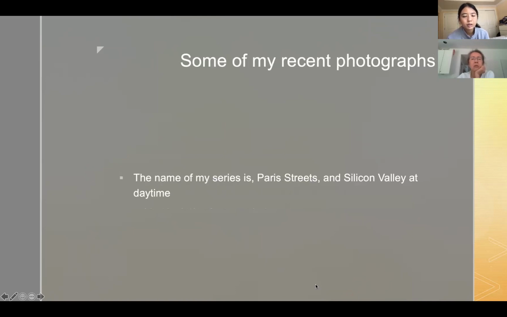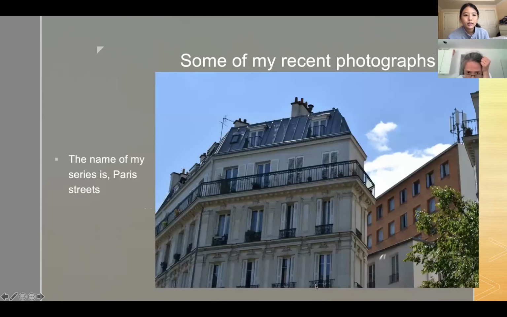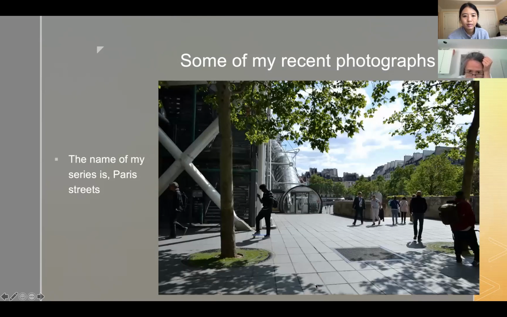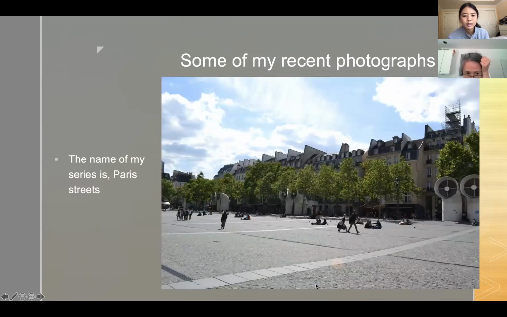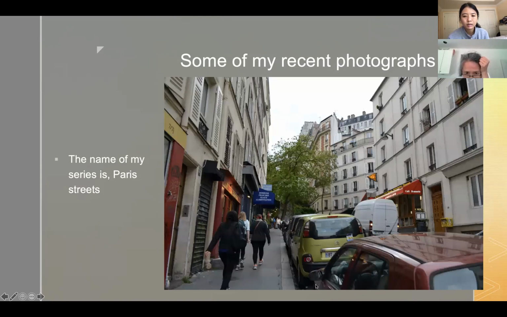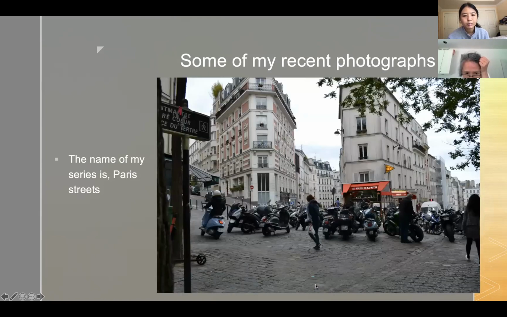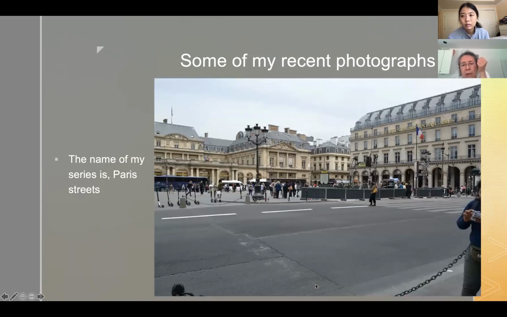And now I will show some of my recent photographs. The name of my series is Paris Streets and Silicon Valley at Daytime. And this is my series called Paris Streets. And it was taken with my digital camera. It's a DSLR camera, and when was this? 2019, when we went to Europe with our mom.